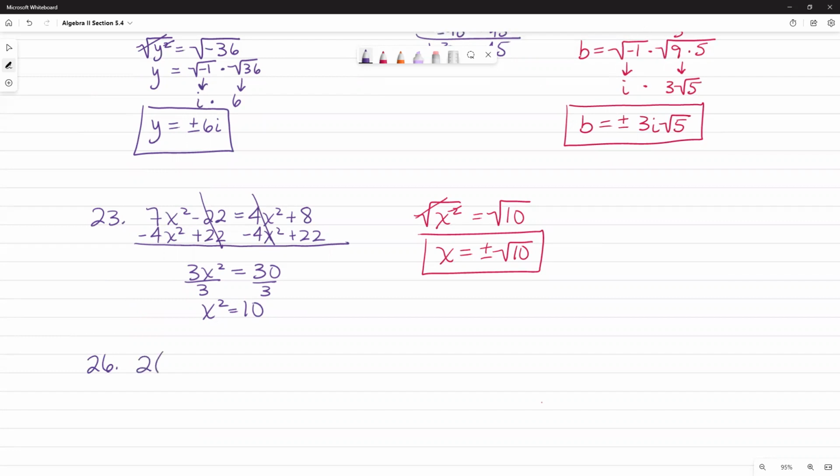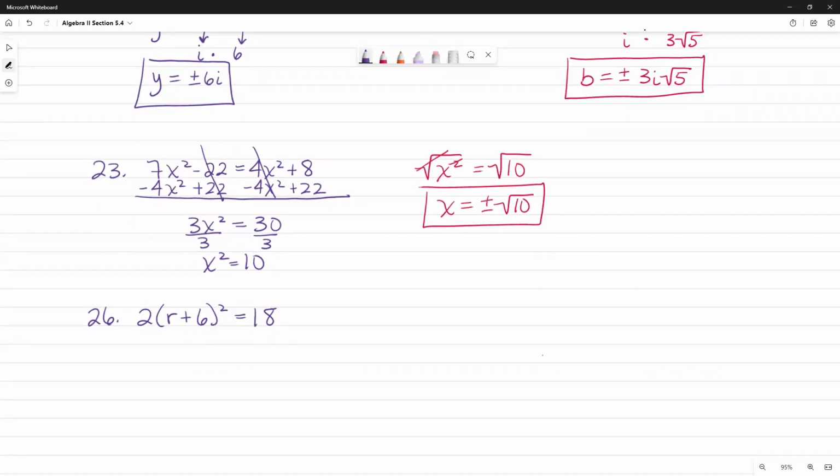It is 2 times r plus 6 squared equals 18. I feel like for a lot of you, your first reaction is to distribute the 2 into the parentheses. Unfortunately, the parentheses are there because the r plus 6 is being squared. The 2 is not being squared. So you cannot distribute it into the parentheses. The only thing not being squared on the left side is the 2, so we need to move that over here to cancel those out.